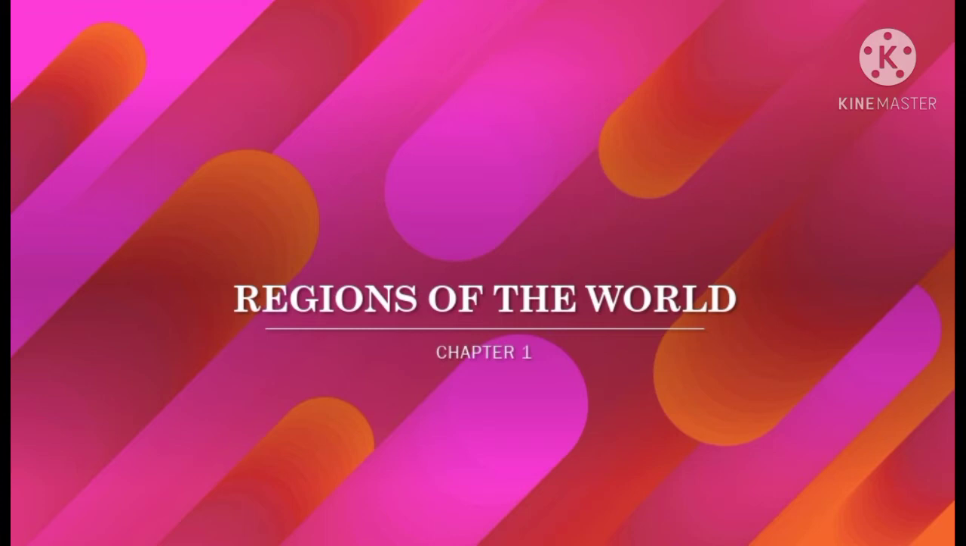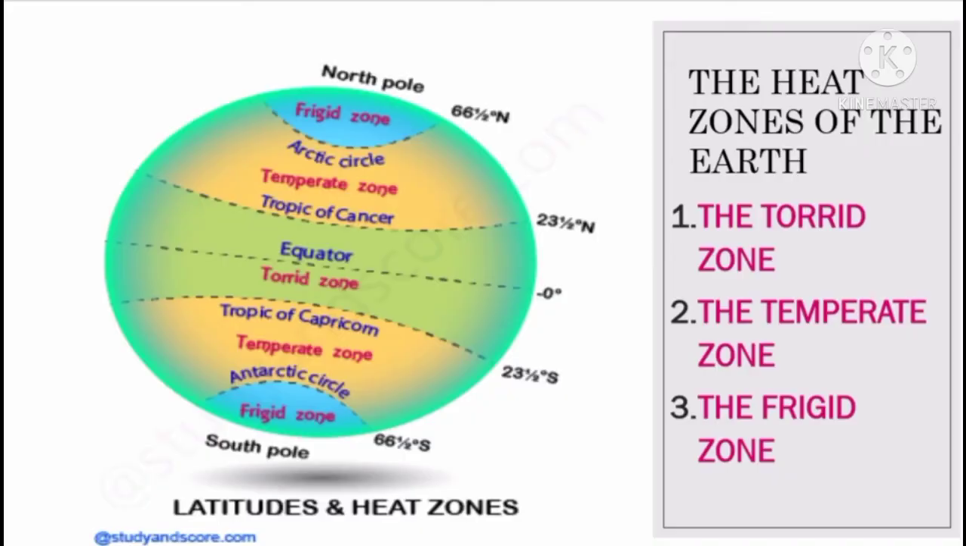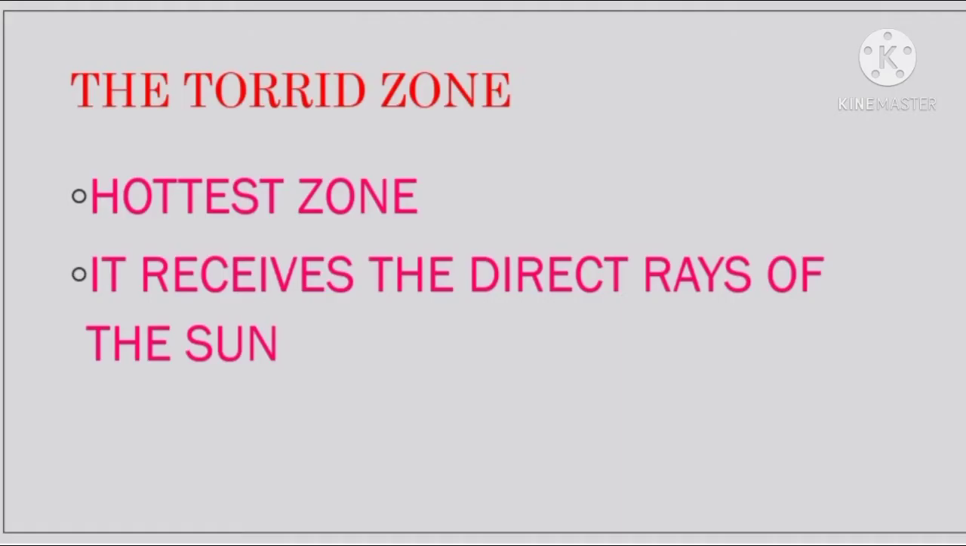Based on the amount of heat received, Earth is broadly divided into three heat zones, that is, the torrid zone, the temperate zone, and the frigid zone. The first one is torrid zone. It is the hottest zone as it receives the direct rays of the sun.